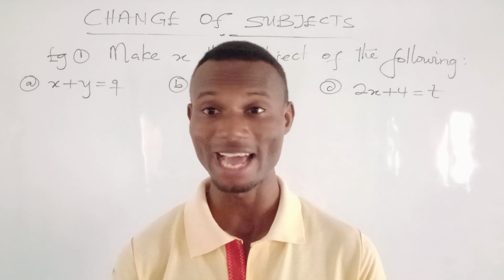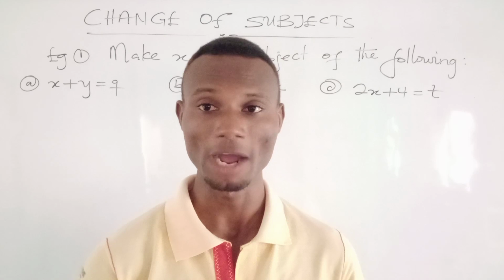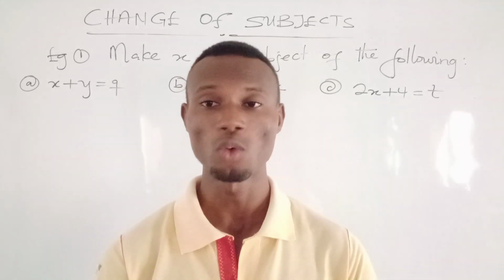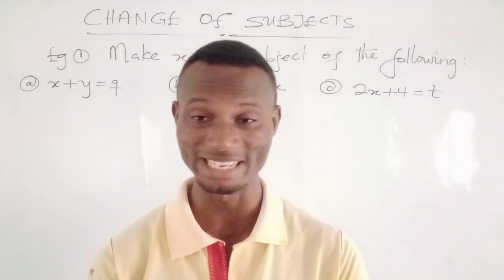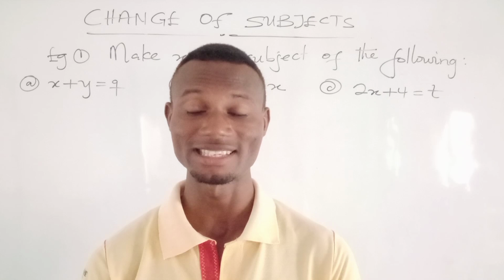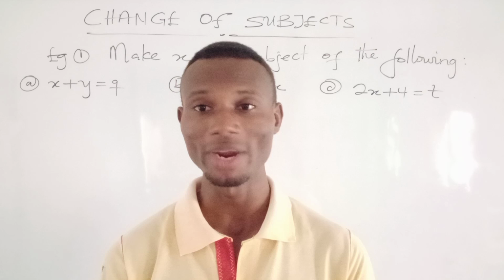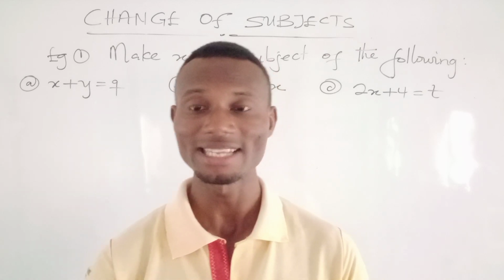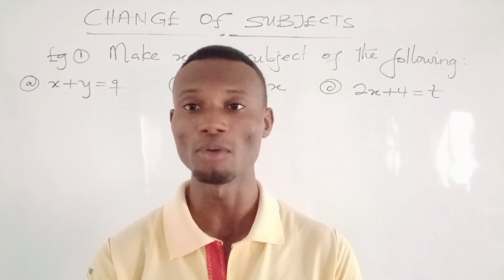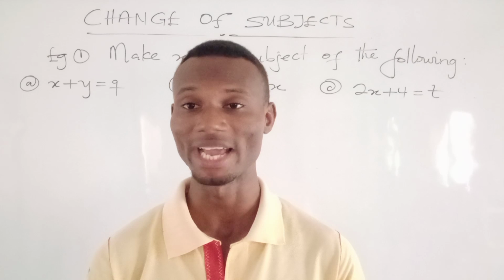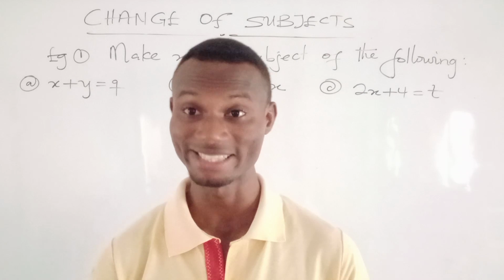Let me reiterate it for the last time, so that we can proceed to the example. When you have any given equation and you are asked to make a particular variable the subject, it means that you make that variable stand alone in the equation. Everything that is attached to that variable, we are going to move away so that it can stand alone. And that is what we refer to as change of subject. I hope the explanation is clear enough now.